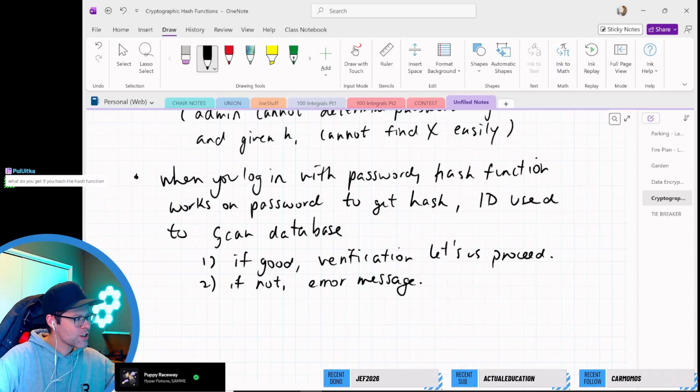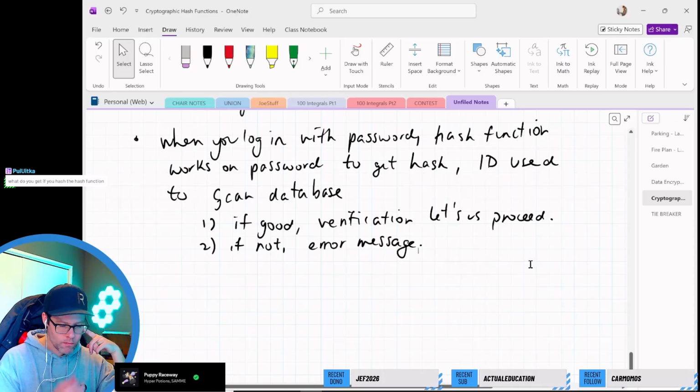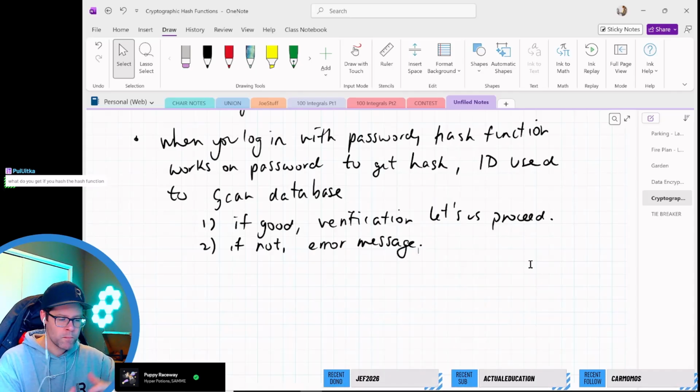What do you get if you hash the hash function? Well, you can't hash the function itself. You could hash the hash if you want. You can certainly hash the hash. But the hash function itself isn't like a block of information, right? The hash function is like an algorithm that produces a hash for you.